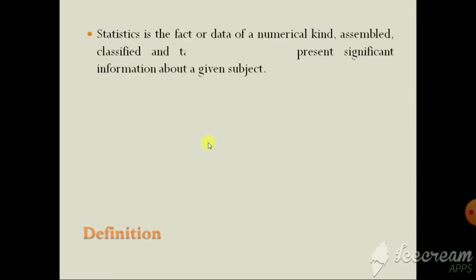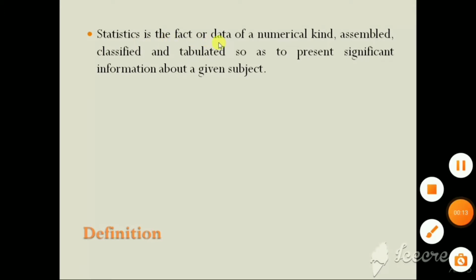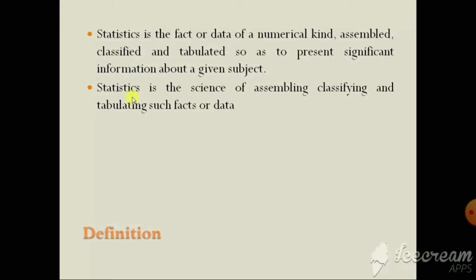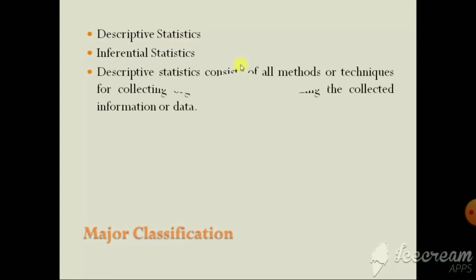Before we start, let us start with the definition of statistics. Statistics is the fact or data of a numerical kind assembled, classified and tabulated so as to present significant information about a given subject. Therefore, statistics is the science of assembling, classifying and tabulating such facts or data. Major classifications: descriptive statistics, inferential statistics.